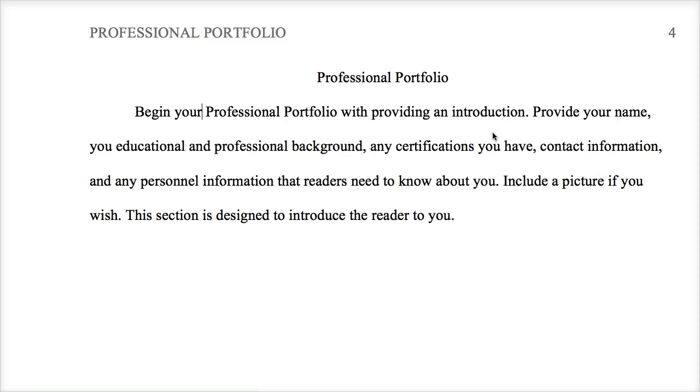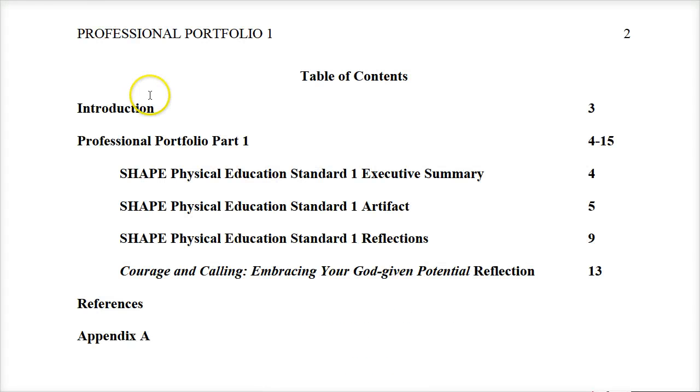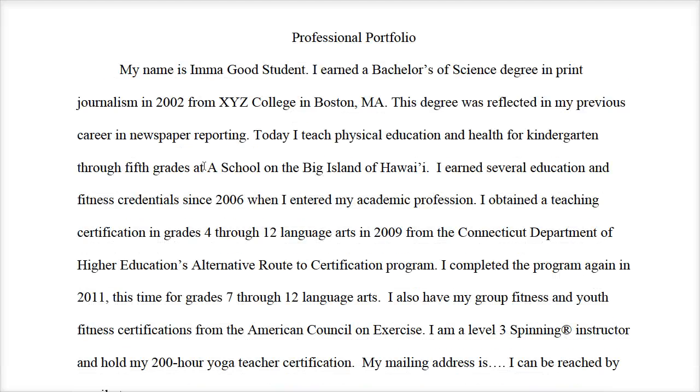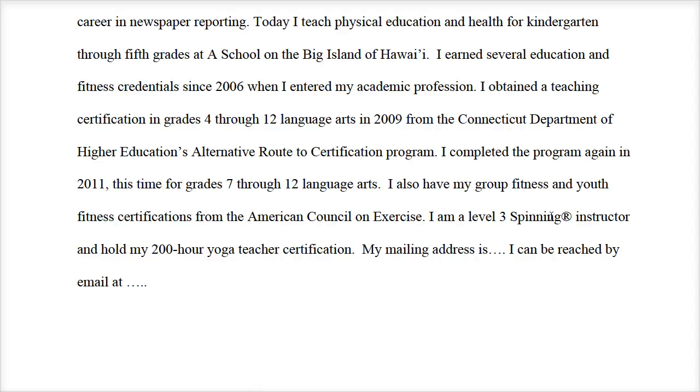Then you're going to provide me an introduction on yourself. Let's take a look at an example of an introduction. This is a PE student. The reason I have a PE student, not an athletic training student, is that I don't want you to just copy and paste somebody else's work. That'd be too tempting, and I don't want you to plagiarize. Here is an example of the table of contents for this section of the portfolio. Here is an introduction for this particular student. The student provided their name, their degree, where they work, a little bit of background about themselves, and how you can get hold of them.